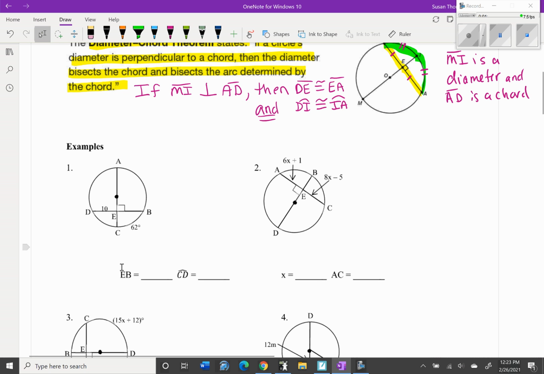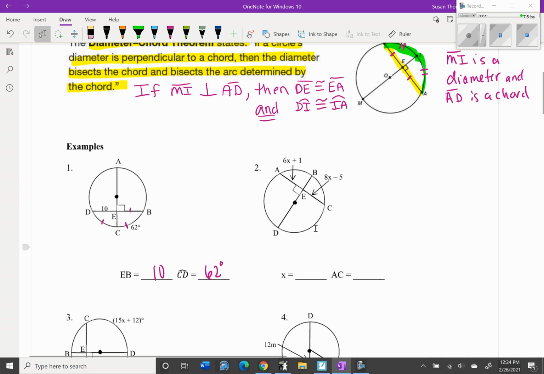So we want to find the measure of EB. If I want to find EB, that is this length right here. And we can see that AC is a diameter and DB is a chord. And so we can see that they're perpendicular, which means that DE has to be congruent to EB. So these lengths are congruent, which means this is 10 for EB. And the arcs also have to be congruent, so arc CB is congruent to arc CD, which is 62 degrees.